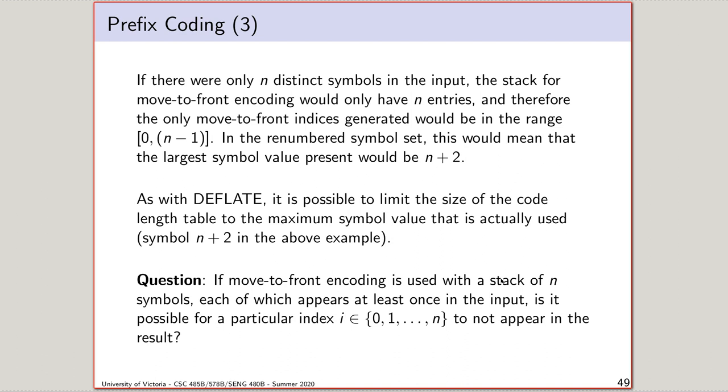One other question to think about is, obviously, if I give you a file with 8-bit values, it's possible that many of those 8-bit sequences never appear. If I give you a file full of ASCII text, you probably will not see the character with ASCII value 9 even once. The question is, is the same true of move to front? Suppose I know my file only contains X, Y, and Z, so I initialize my stack for move to front to contain X, Y, and Z and nothing else. I give you a stack with N characters in it, each of which I guarantee is in my input at least once. Is it possible for one of those indices, index 0, 1, 2, to never appear in my result from move to front?